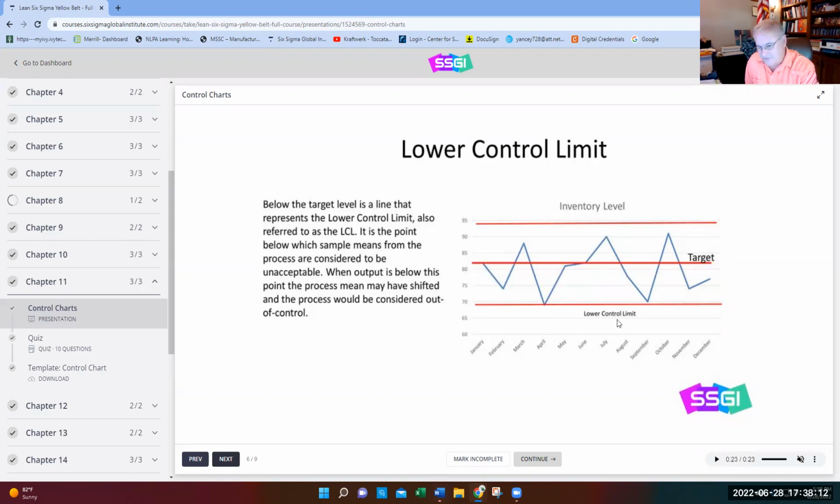You have a lower control limit, and so anything that was within 70 seconds to 82 seconds, that's the lower end. Anything that was from 82 to 95, that's the upper end. In other words, if it's between 70 seconds and 94 seconds, that's fine. We did what we were supposed to do.